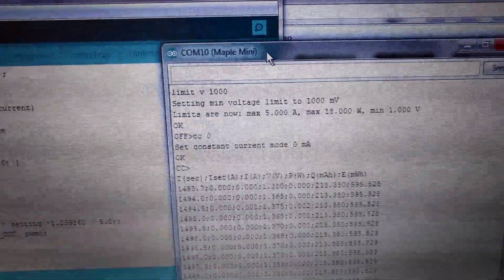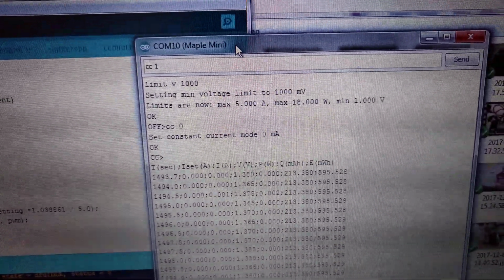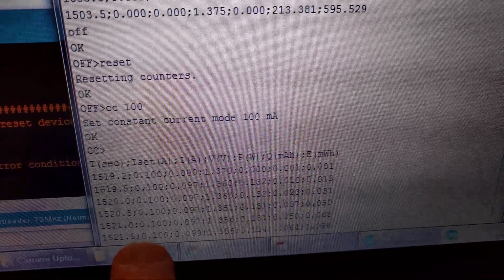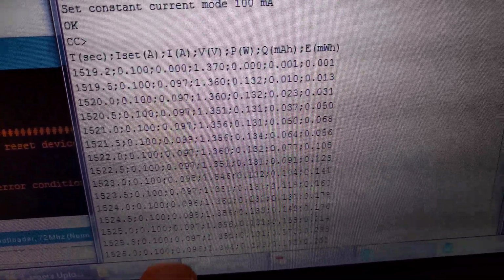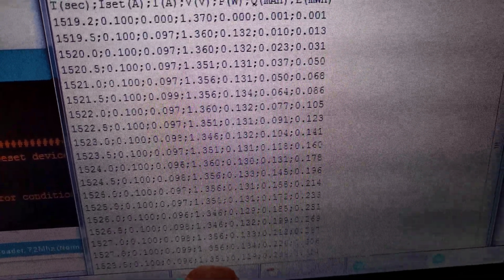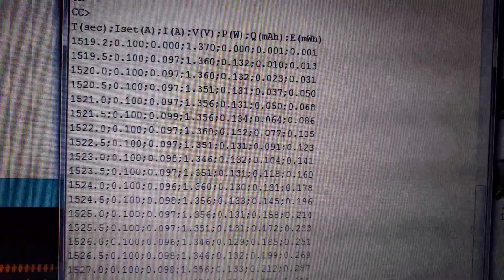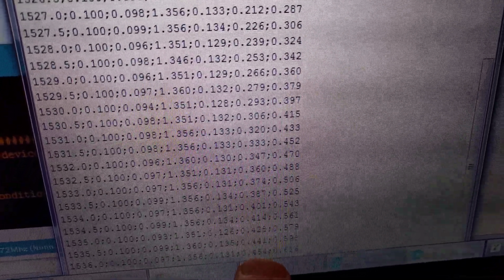And if I now set a constant current of, let's say, 100 milliamp, it starts loading the battery at 100 milliamp. This is the measured current, the set current. This is the voltage over the battery, and this is the milliamp hours.